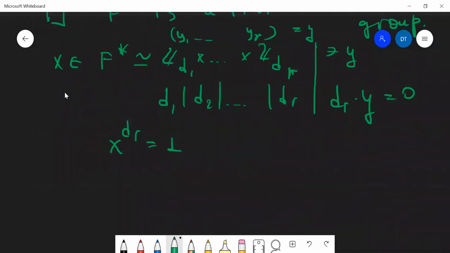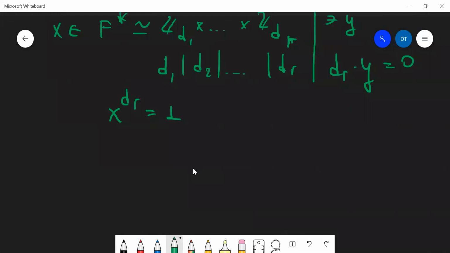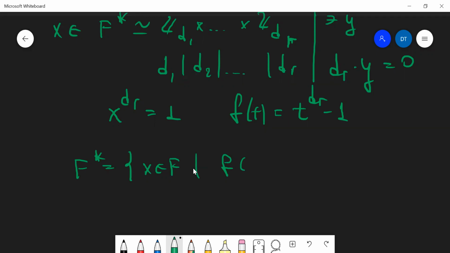So now we see that if x is an element of F star, and we have this isomorphism, then x to the power dr equals 1. But this simply means that if I consider a polynomial f(t), which is t to the dr minus 1, then all elements of F star are the roots of this polynomial. So F star consists of the roots of this polynomial.